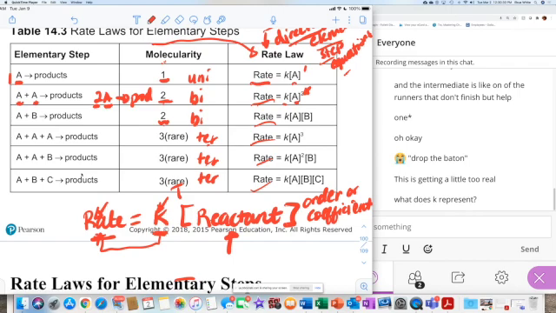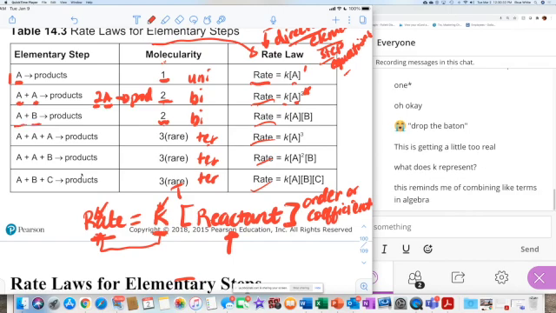Over here we have A and B, each one influencing the reaction rate. The coefficient on A is 1, B is 1, so it's rate equal K, then concentration of A raised to the power 1, concentration of B raised to the power 1. The ones are implied, so they're left out. Here we have 3 times the A. So it's kind of like rewriting this equation as 3A to give you products. For that reason, you have rate equal K, A to the power 3.